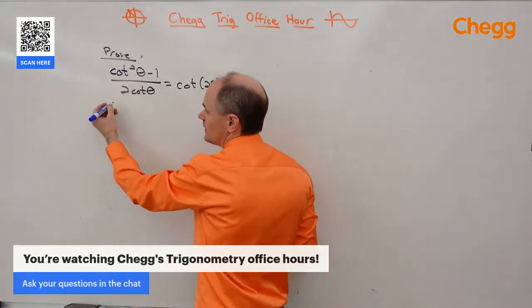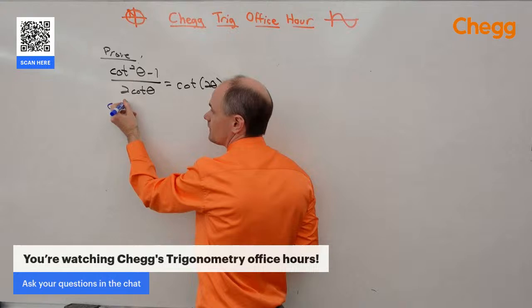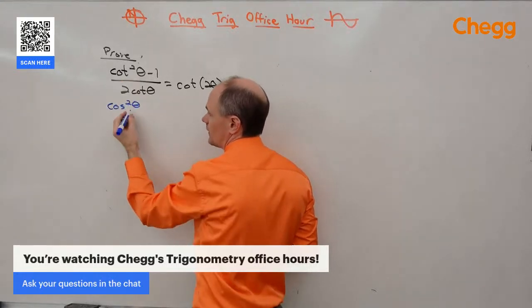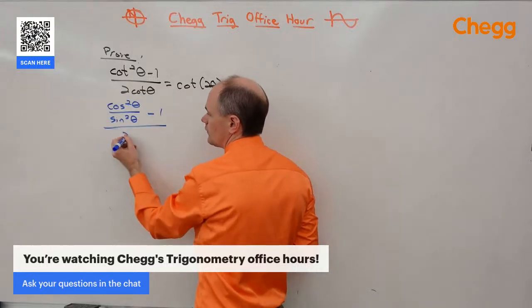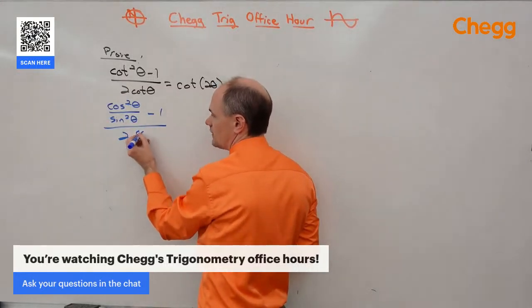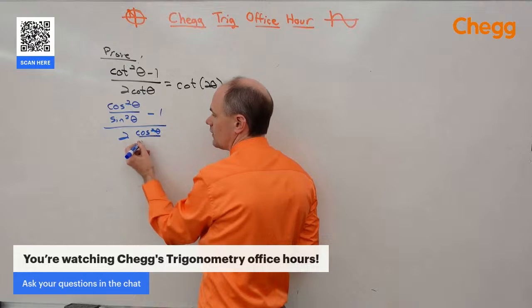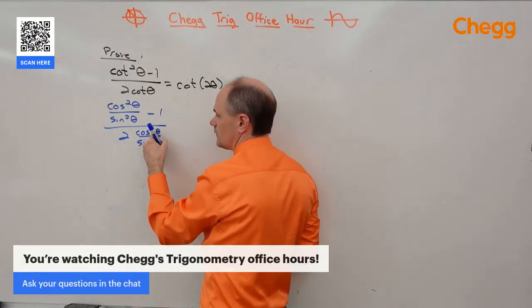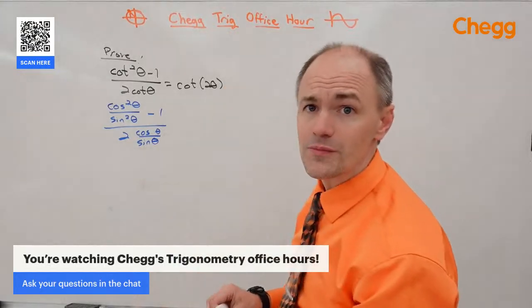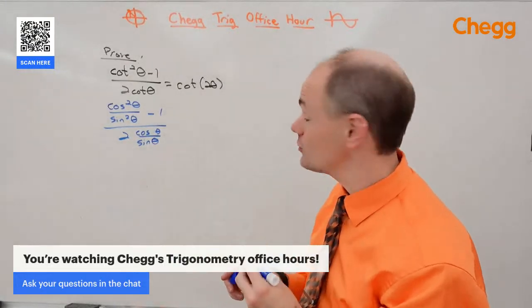So cotangent is cosine squared, because it's squared, over sine, minus 1 over 2 cotangent squared is cosine squared over sine. Oops, it's not squared, sorry. Sometimes the most challenging part of a problem is copying it correctly. So make sure you copy it correctly.